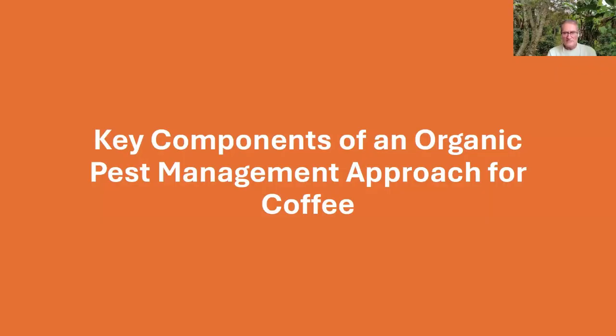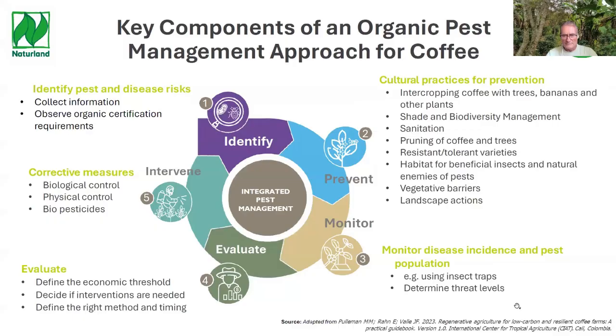Yeah, and then the key components of an organic pest management approach for coffee, I just adapted, let's say, a graphic showing you whatever we have heard already. It's just now summarized in this chart. And you can see step 1, identifying pest and disease risk. 2nd, prevention. We heard already about all of this, but it's just now summarized. And 3rd is monitoring disease incidence and pest population.